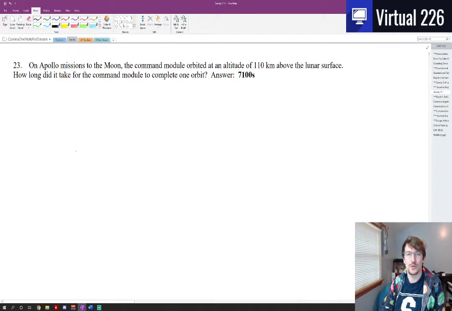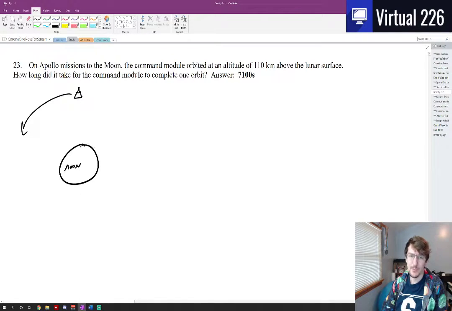So let's just draw a quick little picture here. Here's the moon, spelled M-O-O-N. And we actually have a command module up here, and it is orbiting the moon. It's going around and around the moon. Buzz and Neil are down here hopping around, falling and stuff, but their module is back up top.